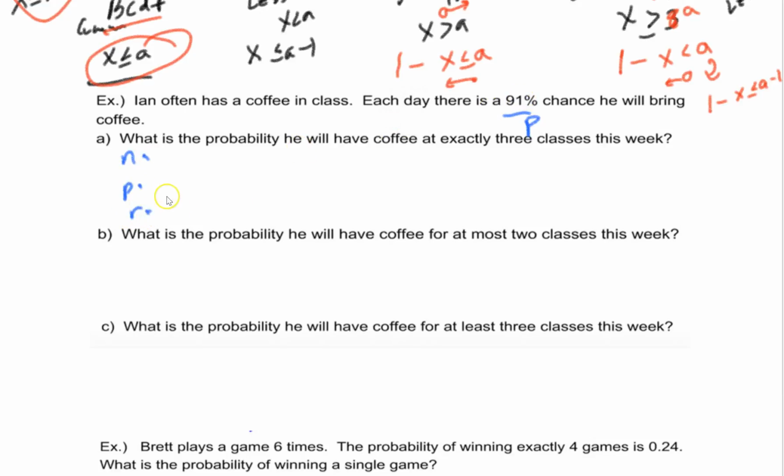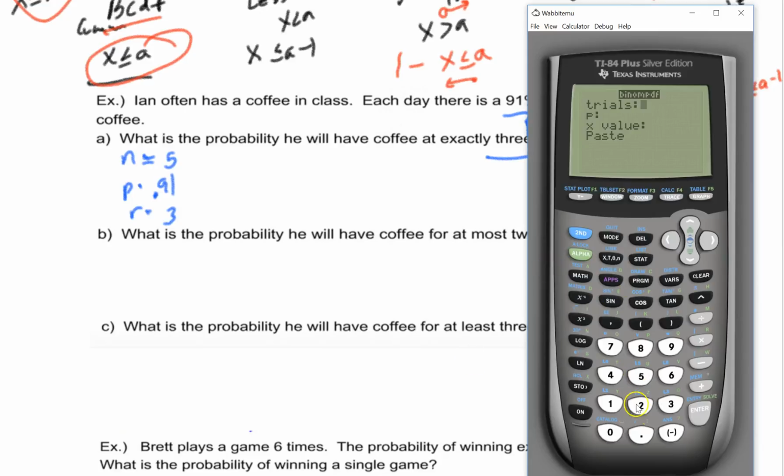Our P is easy to tell us 91%, so change that to decimal, 0.91. R, I want exactly 3, R is 3. Now what's the number here? Now it says classes this week, so we generally go to school 5 days a week. So N is 5. So that's all the information I need.